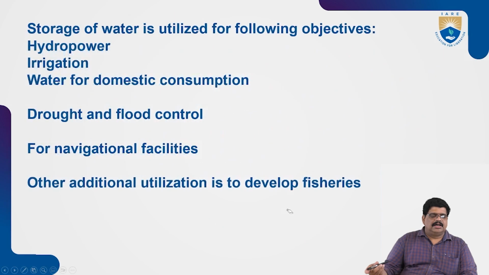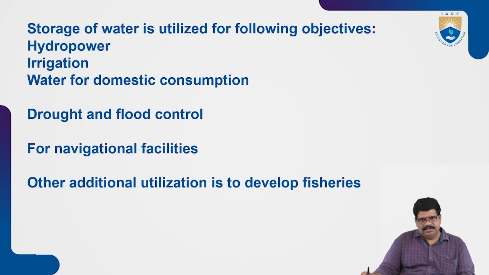So let us see the storage. The storage of water can be utilized for the following objectives. The first one is hydropower. We know very well that hydropower generation is the major role of the dam. Next, irrigation purposes. The reservoir water is used for irrigation; season-wise, the water can be released and utilized for the cultivation of the land and for irrigation purposes.